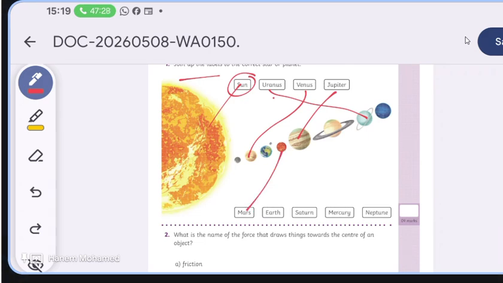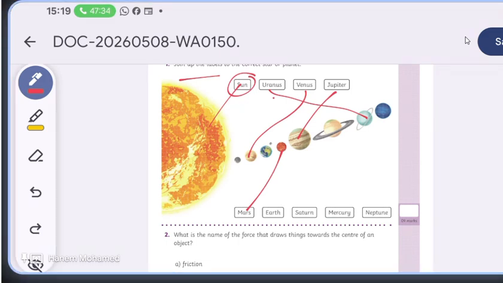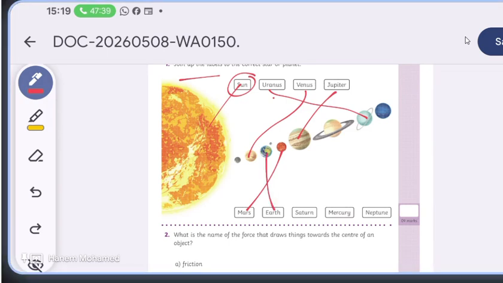The red planet. What can we call Mars? What about Earth? The blue planet. It's our planet, the blue planet. What about Saturn? What can we call Saturn? The planet with colorful rings. With colorful what? Rings.